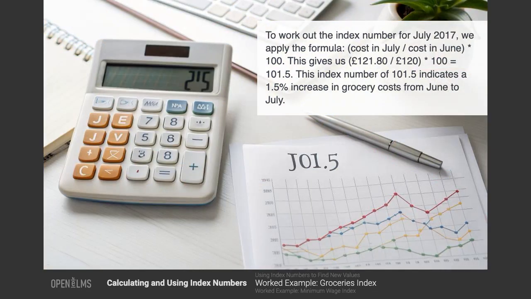To work out the index number for July 2017, we apply the formula: cost in July divided by cost in June, times 100. This gives us £121.80 divided by £120, times 100, which is 101.5. This index number of 101.5 indicates a 1.5% increase in grocery costs from June to July.